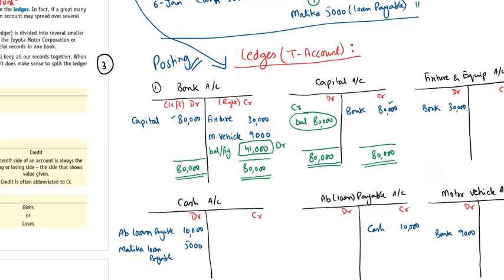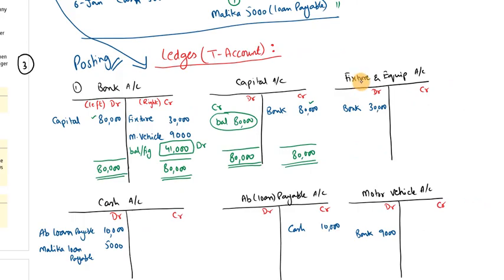Yes. Okay. So the fixture and furniture account, we'll close this account. The balance will be written here, that is 30,000. Is this balance called a debit balance or a credit balance? Yes, student. Debit balance because the debit side is heavier.